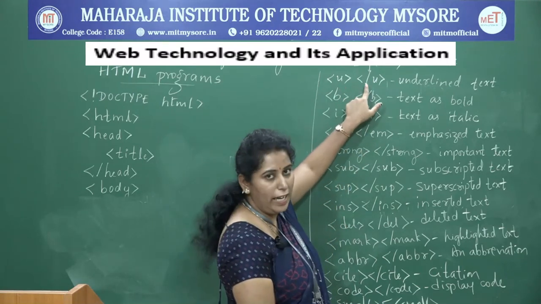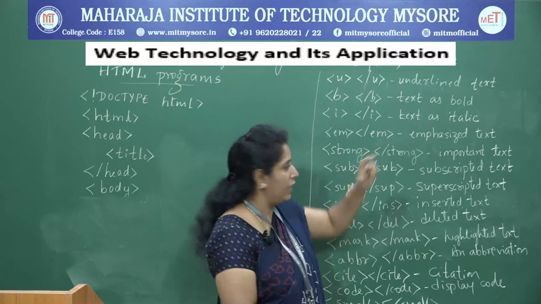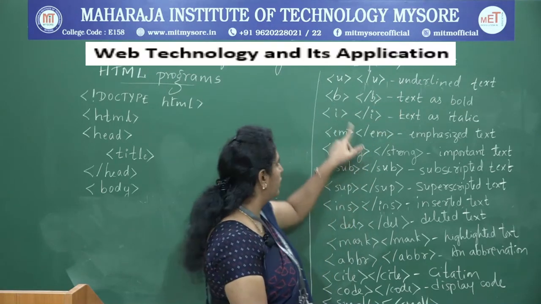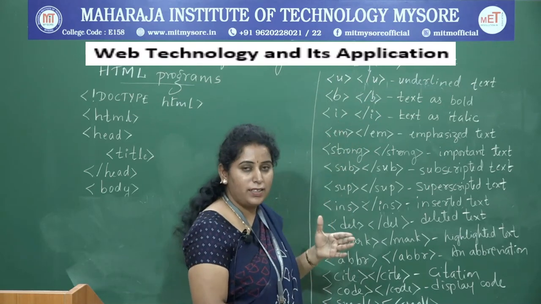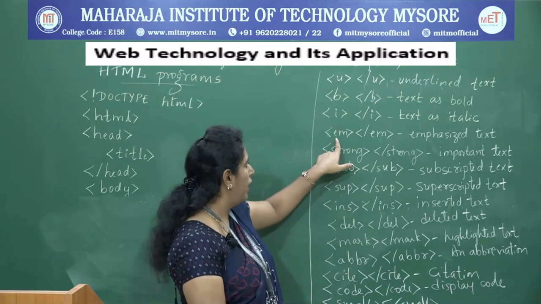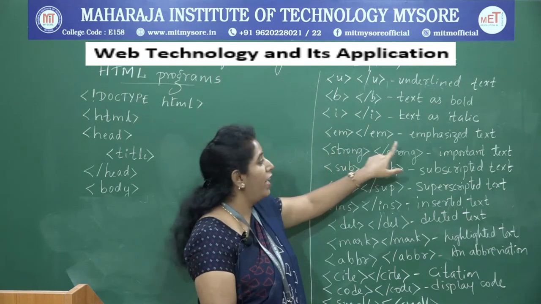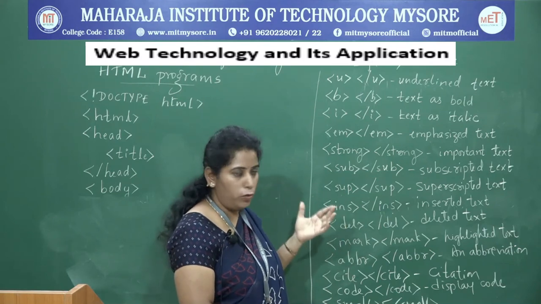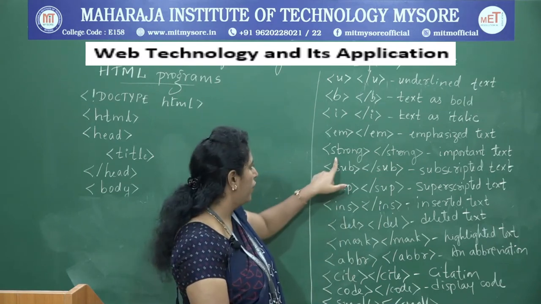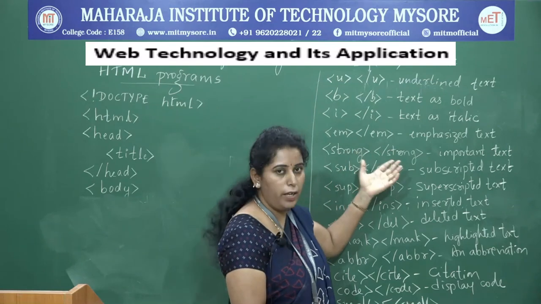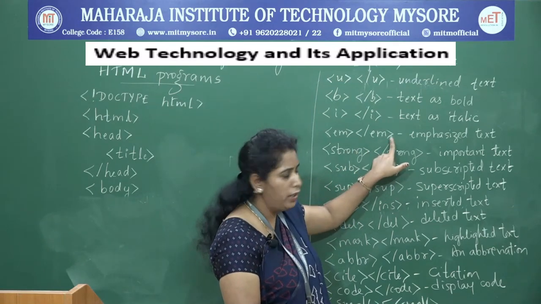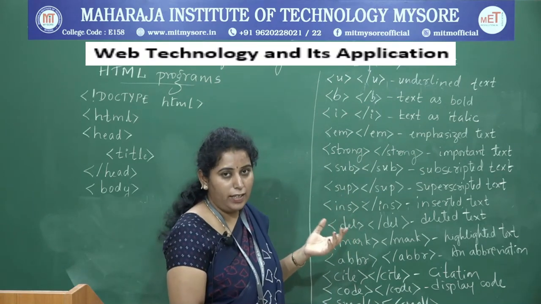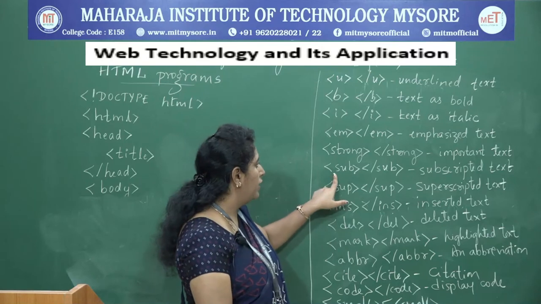Okay. Next, the U tag, in order to underline the text it is used. B tag, to bold the text. I, to make the text in italic style. EM tag, which is used for emphasized text. It means to make it bold. Both are same. Strong is also the same as the emphasized tag, and it has the meaning of important text, that is strong.